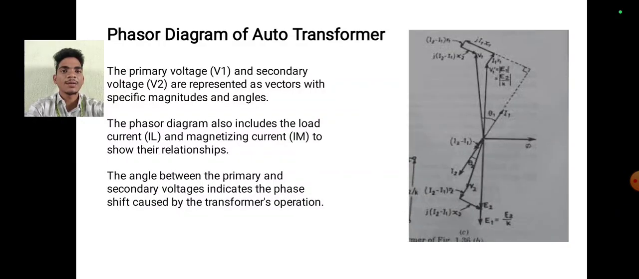Phasor diagram of auto transformer. The primary voltage V1 and secondary voltage V2 are represented as vectors with specific magnitudes and angles. The phasor diagram also includes the load current IL and magnetizing current IM to show their relationships. The angle between primary and secondary voltages indicates the phase shift caused by the transformer's operation.